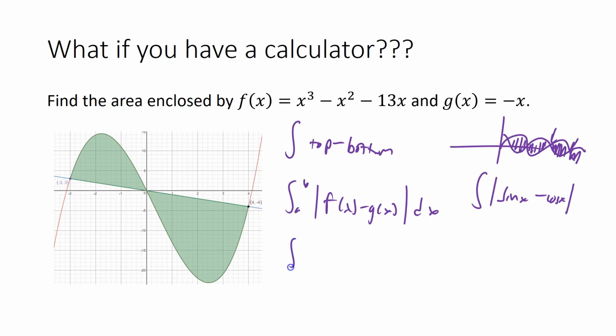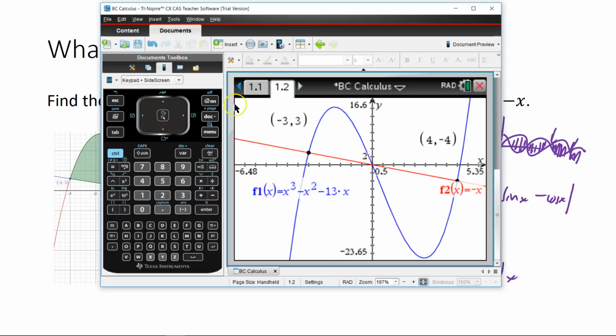So this one I'm just going to integrate from negative 3 to, sorry, to 4. Let's see here. So I'm going to do x cubed minus x squared minus 13x minus negative x, absolute value, dx. It's a great opportunity also if you have your functions defined. You can just integrate f of x minus g of x. In fact, that's what I think I'm going to do.